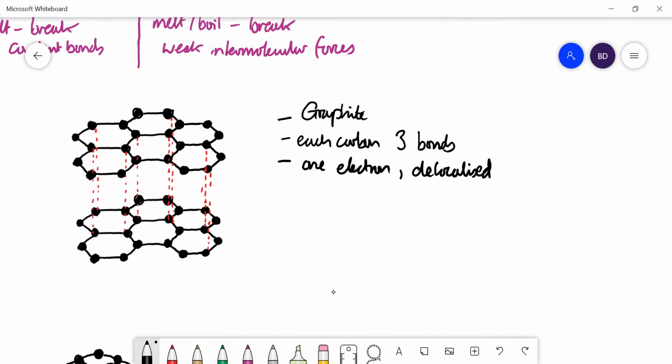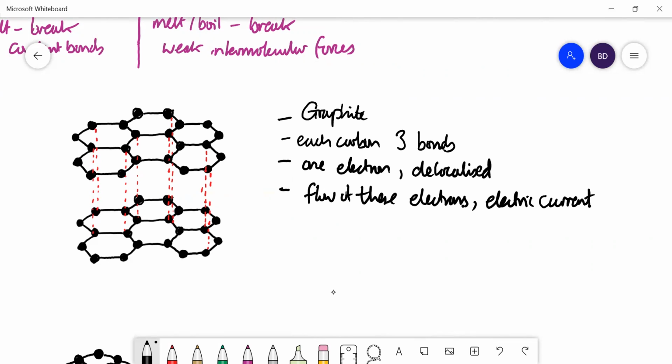And that means in graphite, the flow of these delocalized electrons is an electric current. So graphite can conduct electricity. If you apply a voltage to a piece of graphite, all the electrons will move towards the positive voltage, just like a metal. So it will conduct electricity very well. So that's an unusual property for a non-metal to have, that it can conduct electricity.